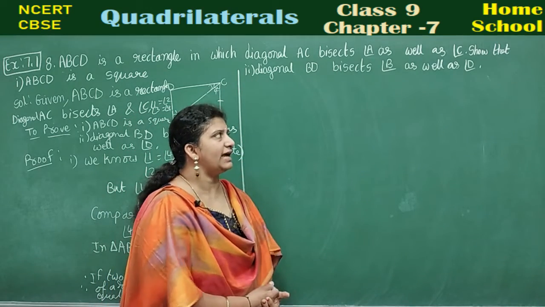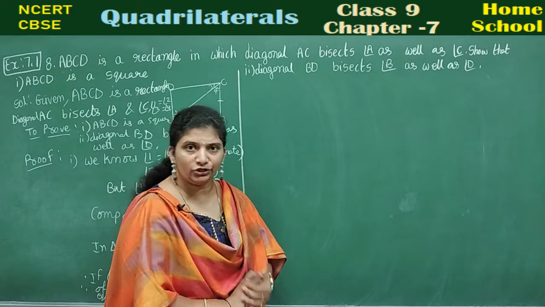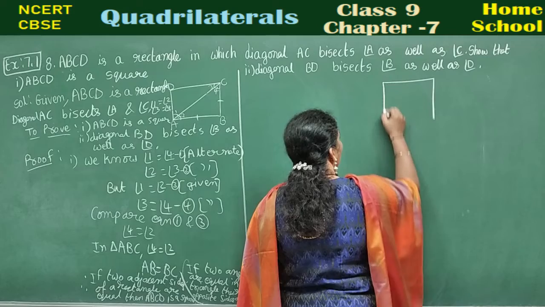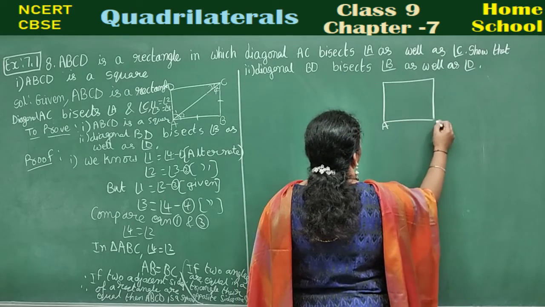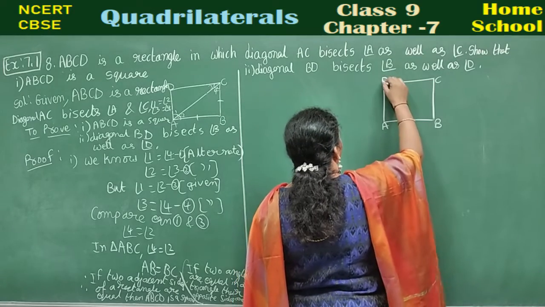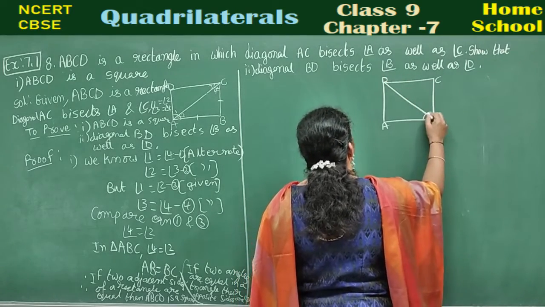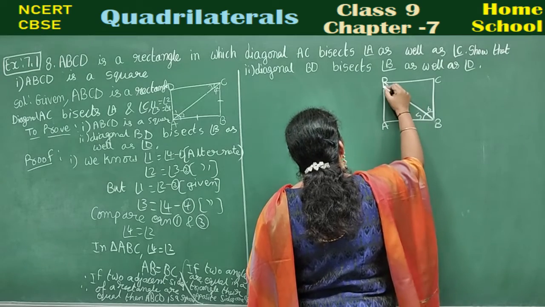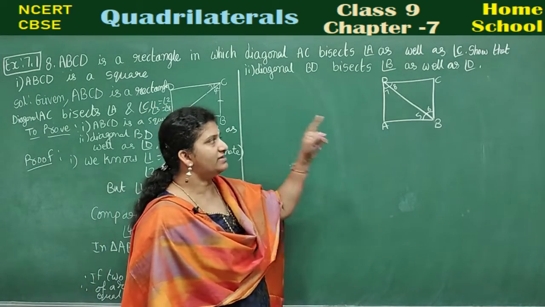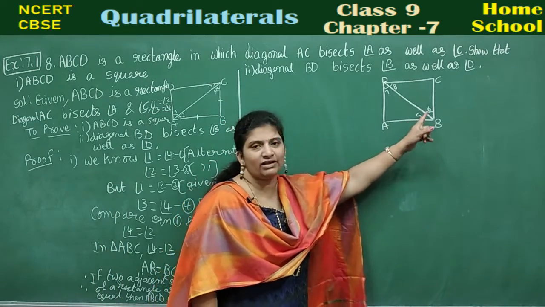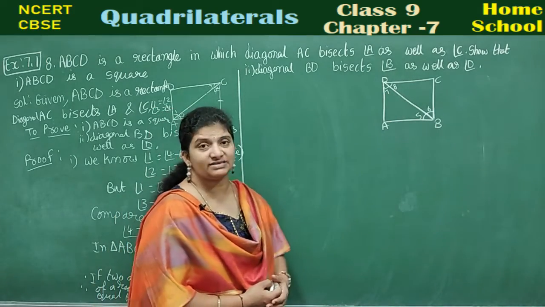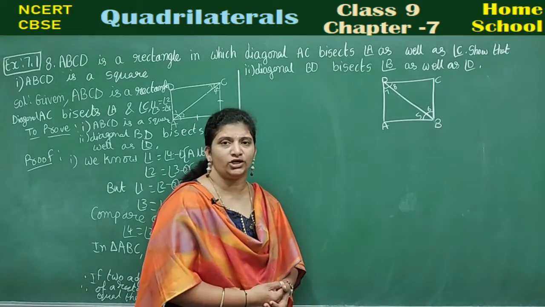Now, second proof. Diagonal BD bisects angle B as well as angle D, I need to prove. Now it became a square, right? ABCD is a square. Diagonal BD. Mark these angles 5, 6, 7, 8. This diagonal BD bisects angle B, which means angle 5 is equal to angle 6 and angle 7 is equal to angle 8. If it bisects angle D, it means angle 7 is equal to angle 8.